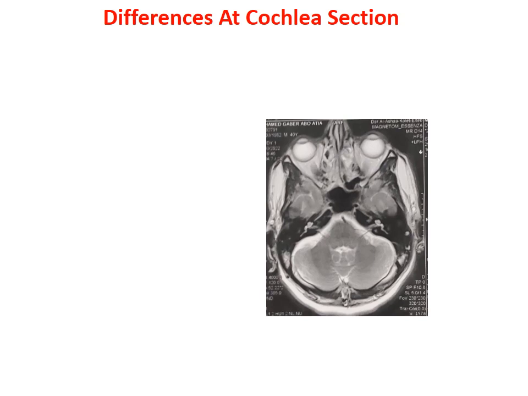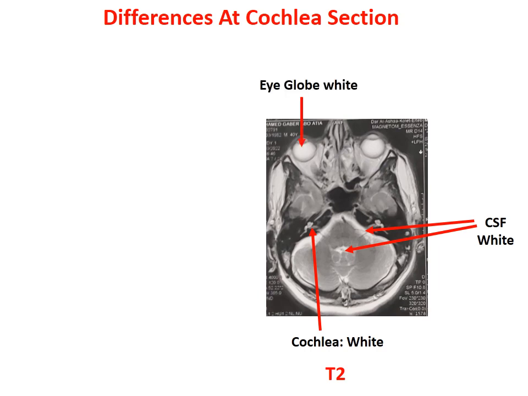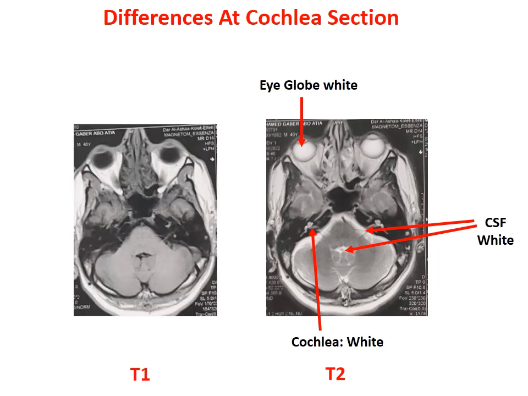If we go down looking for the cochlea, we have to look at the T2 because the cochlea is filled with fluid and T2 is fluid sensitive. So the cochlea will appear in T2 and will not appear in T1. In T2 you will see the cochlea as a white area. To know that this is T2, you also look at the CSF in the ventricle and in the cisterns, you will find them white. And you look at the eye globe, you find it white. So in T2, all are white.